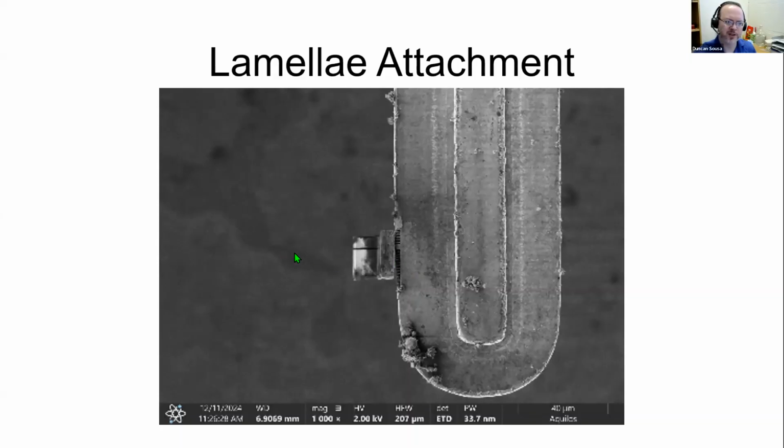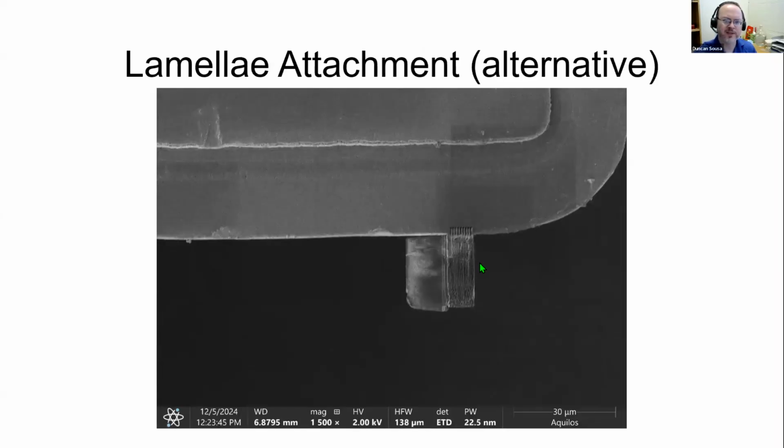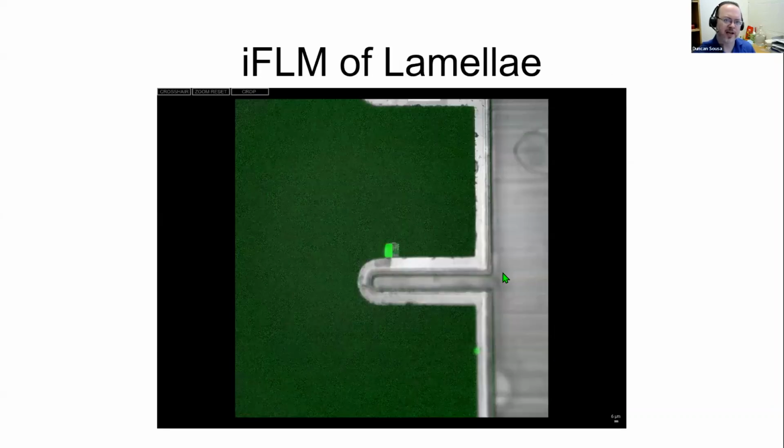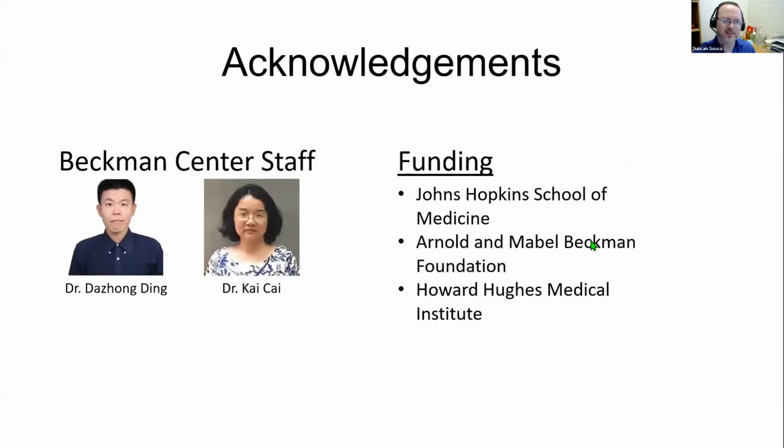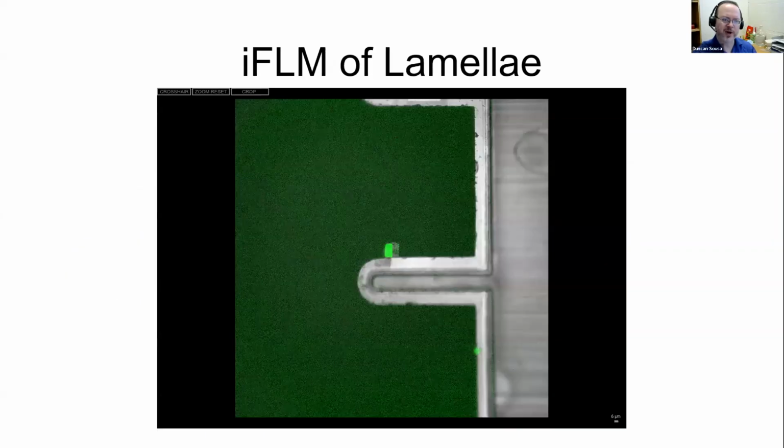Now, you could also do this on, say, a 100 by 400 mesh and just span 2 sides if you're worried about how much motion you're going to get because it's hanging loose. But we didn't have any problem with that, actually, when imaging it. Again, here's just an attachment alternative. Here's the IFL of the lamella to confirm that your target is still there. And that's the rapid lift out method.